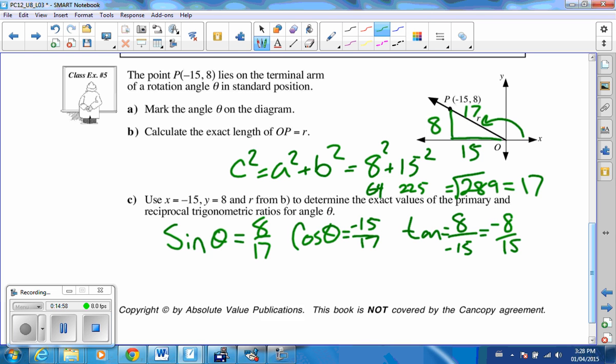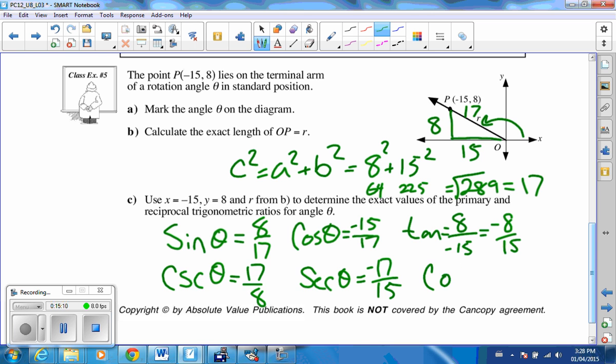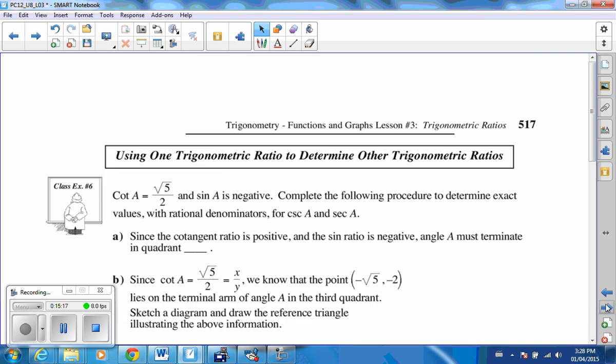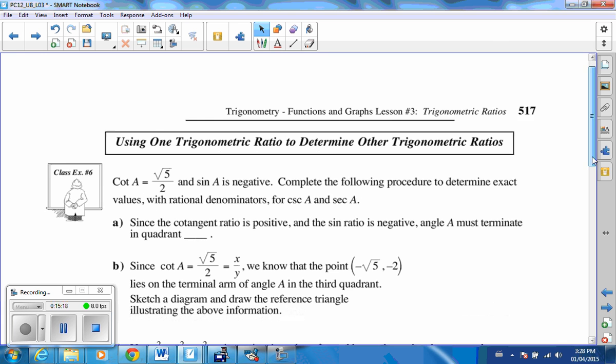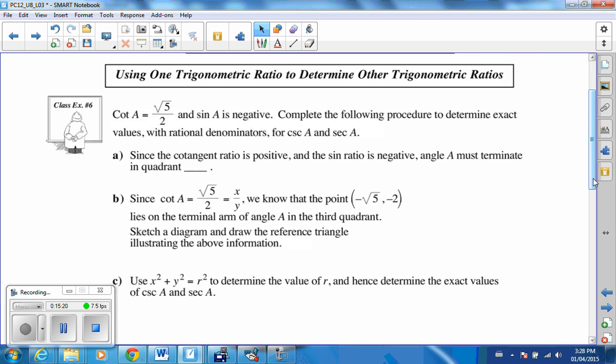And then my alternate are cosecant, secant, and cotan. And then, once we've done this, we can use one trig ratio to find the other pieces. This is a really common diploma-style question.